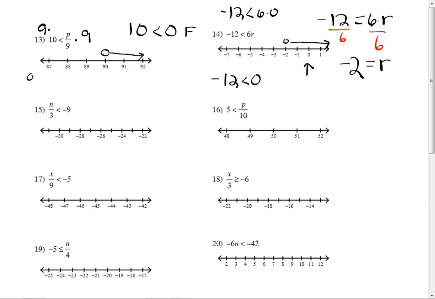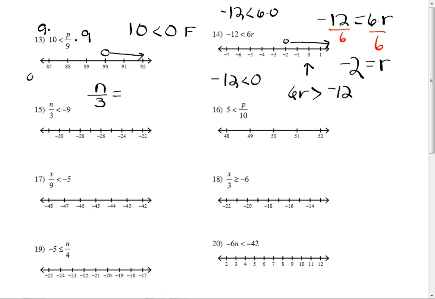Otherwise, it's so confusing. I'd have to switch this, 6r, let's see, negative 12. You know, I can do that, but it's just so much harder to remember to switch everything. Or if I divide by a negative, I have to remember that. I don't have to remember anything. Just find the boundary, Michael. Where's the boundary here?